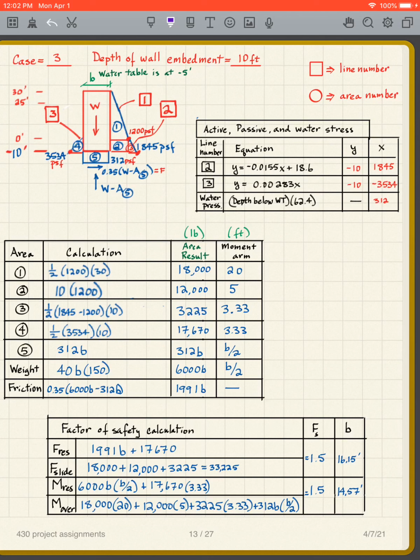4 is here. Again, it's a triangle, so it's 1/2 the base times the height. The vertical is 10. The horizontal is 3534. So it's going to be 1/2 times 3534 times 10, which is 17,670.